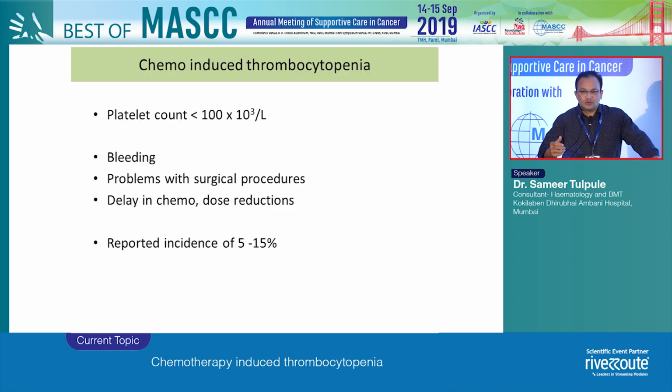We usually define it when the platelet count falls below a lakh. And actually, that causes a lot of distress to the patients. They're worried if they're going to bleed. It delays chemotherapy. The problem with bleeding, if there are surgeries, then those have to be sorted out to give platelet transfusions. And then we think about dose reductions and so on. So it is a big problem which we need to deal with. And the reported incidence in various studies is about 5 to 15%.